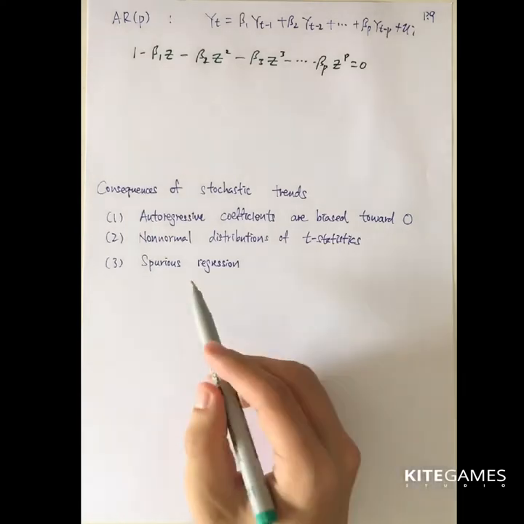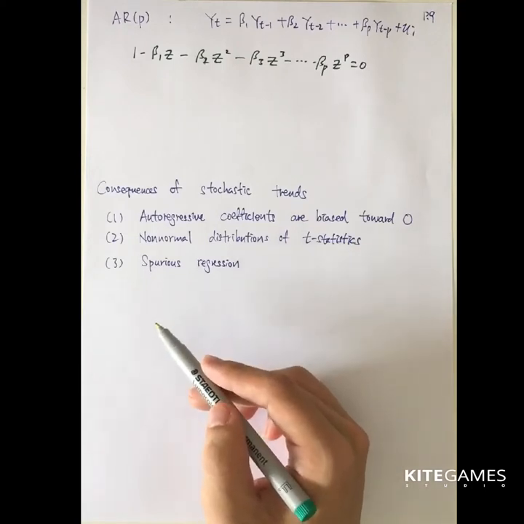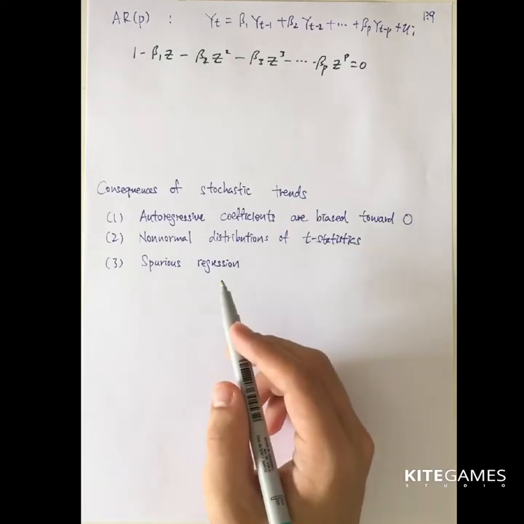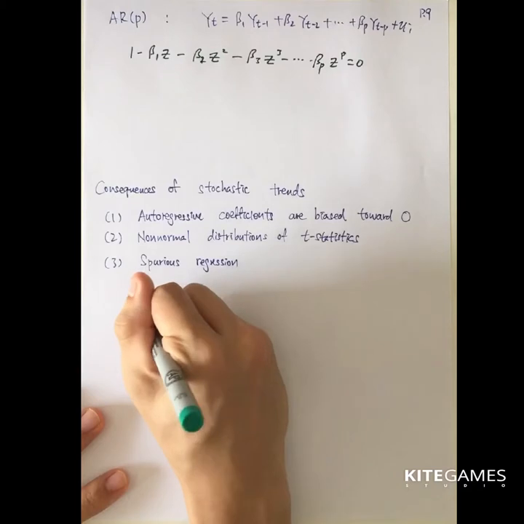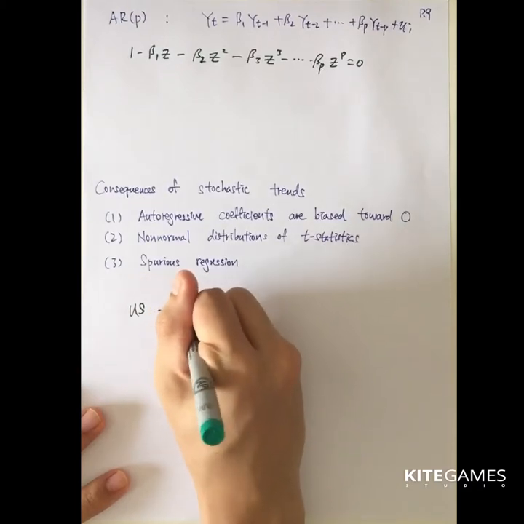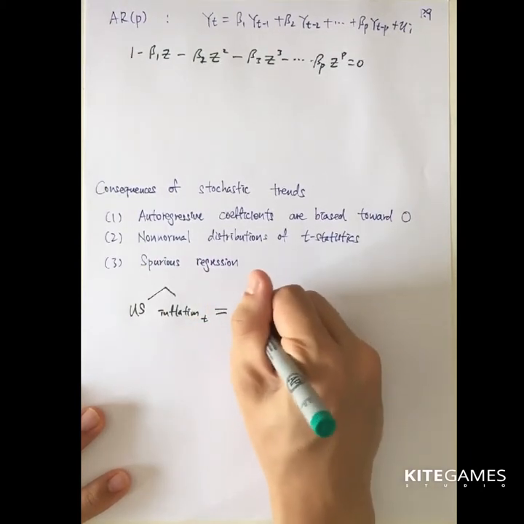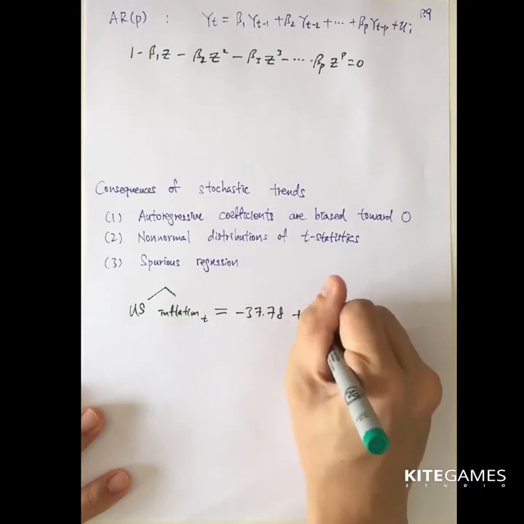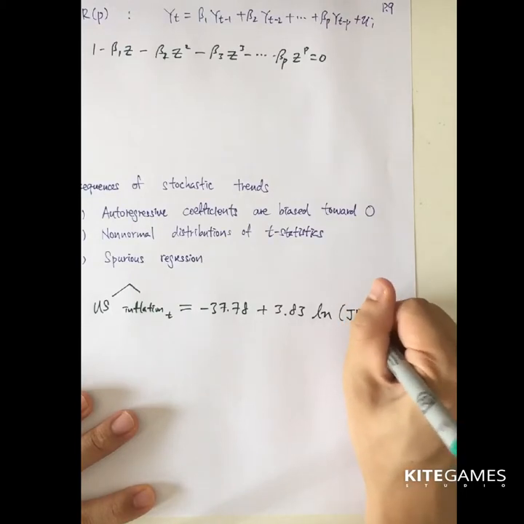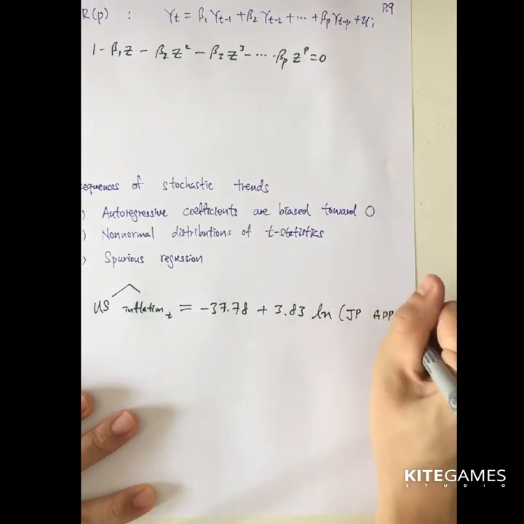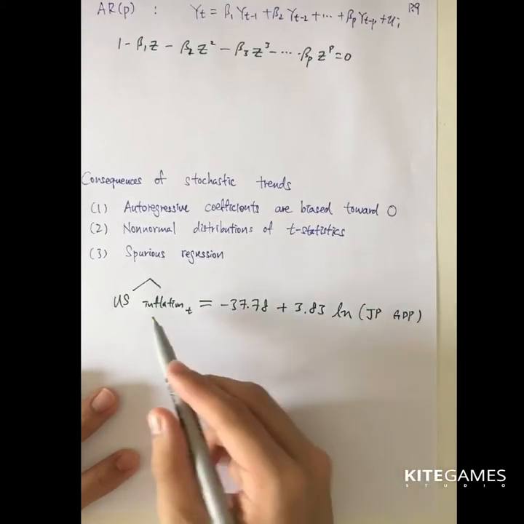Third, you will lead to what is called spurious regression. Spurious just means fake. So if you have some stochastic trend and you rely on those data, you may have some fake regressions. Say some economists previously found that the US inflation is associated with the Japan's GDP. That means the higher the Japanese GDP, the higher the US inflation.